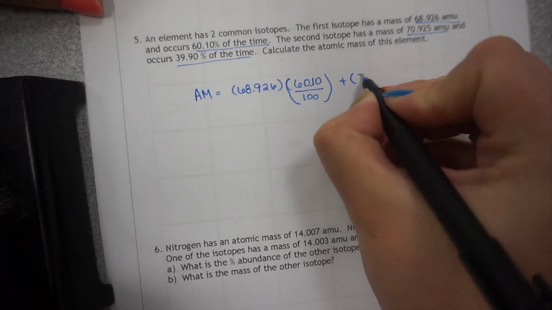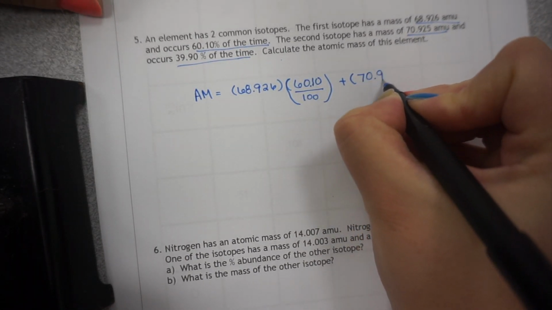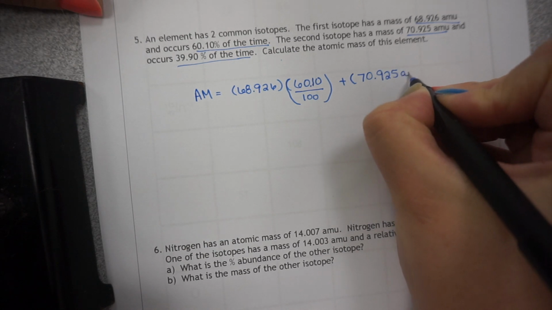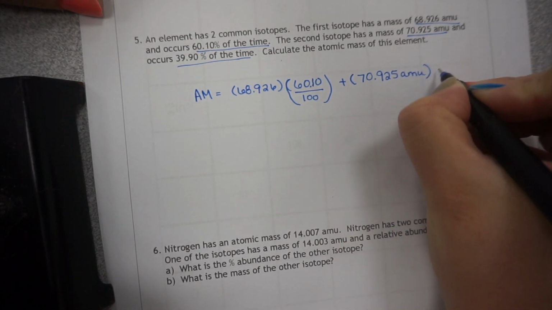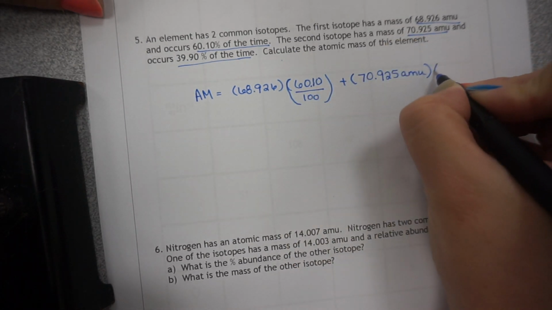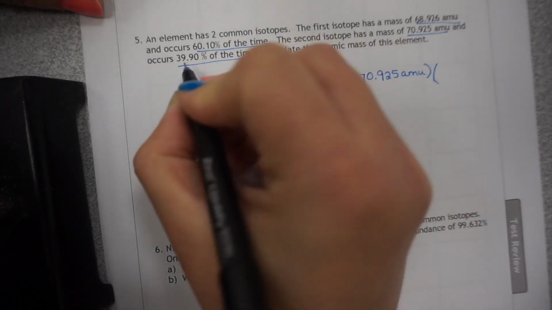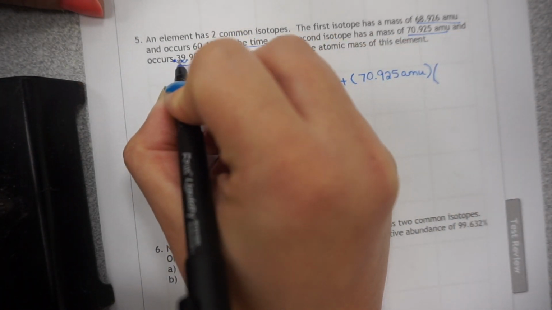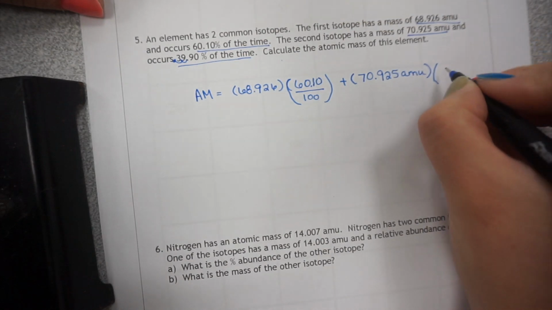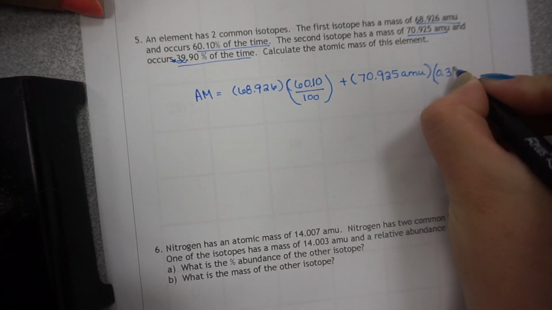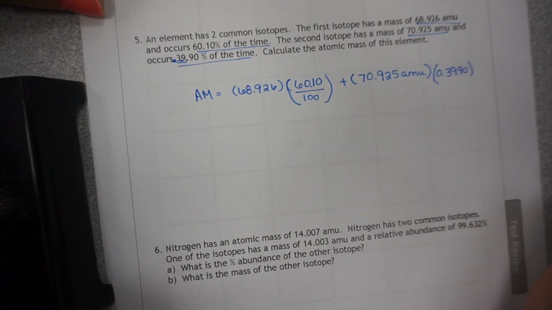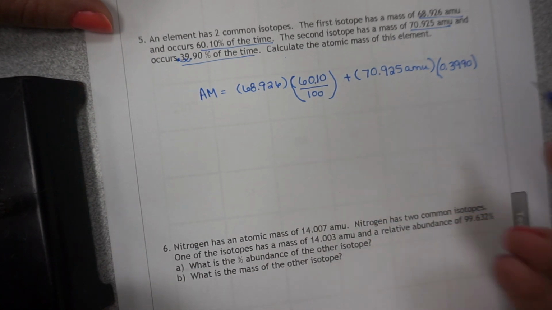We're going to take the second atomic mass, 70.925 AMU. Oh, I didn't put the units there. Oh well. And I'm going to do it just moving the decimal over. So 1, 2, so that'll be 0.3990. Okay? And then just calculate it.